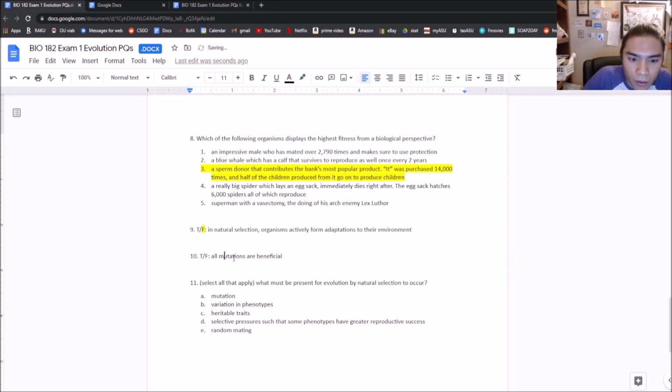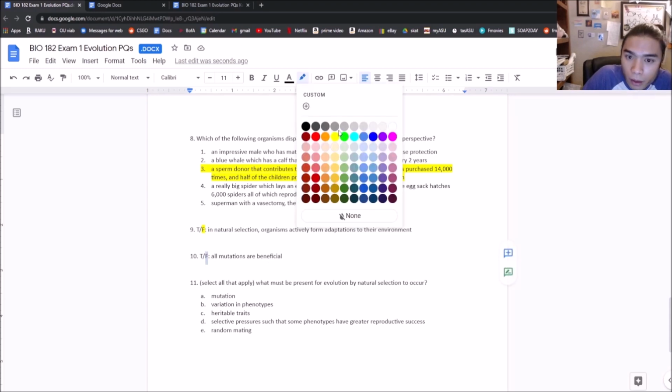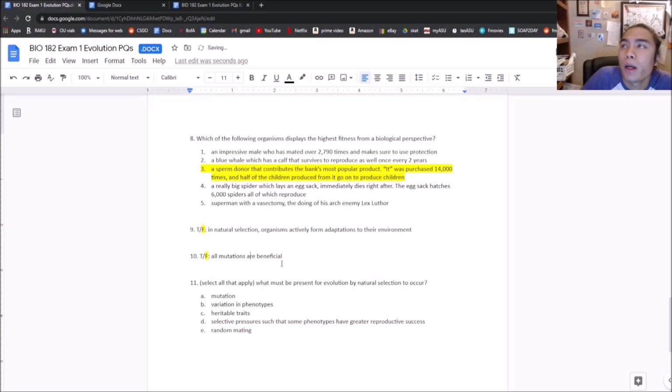Okay, true or false, all mutations are beneficial. That's very false. So most mutations are neutral, meaning they don't really affect the organism, and a lot of them are bad. And then a couple of them are good, so a couple of them could serve as adaptations, eventually.